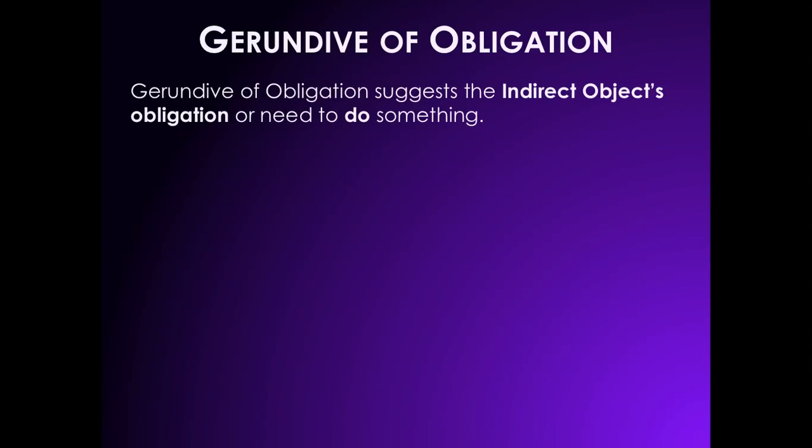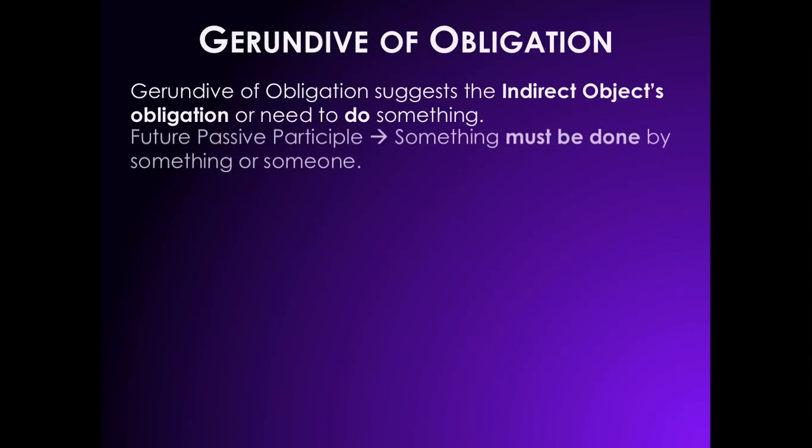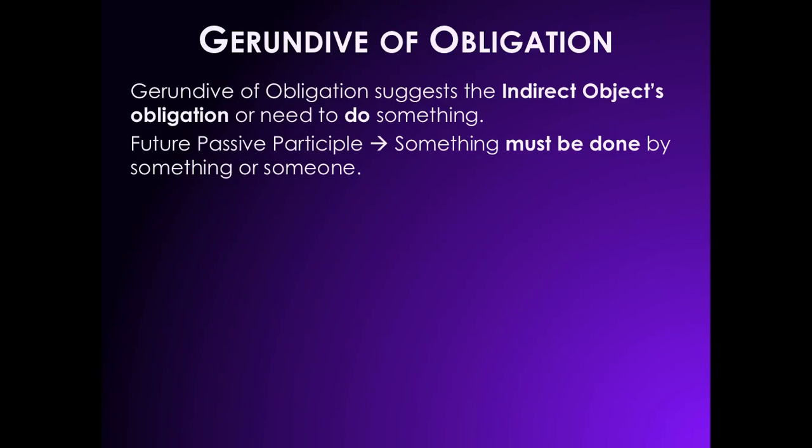So, the gerundive of obligation fundamentally is a statement of necessity. It is a grammar device used in Latin to express the indirect object's obligation or need to do something. And the gerundive is expressed as though a future passive participle, where something must be done by someone or something else, like someone must be heard by someone or something must be seen by someone.